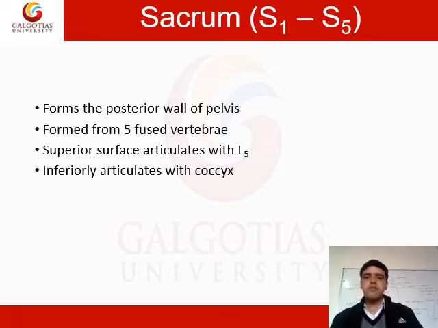Basically the sacrum is not a single bone. It forms the posterior wall of the pelvis, and it is formed by the fusion of 5 vertebrae. The superior surface of the sacrum articulates with the inferior-most of the vertebrae, the lumbar vertebra L5, and inferiorly it forms a joint with the coccyx.